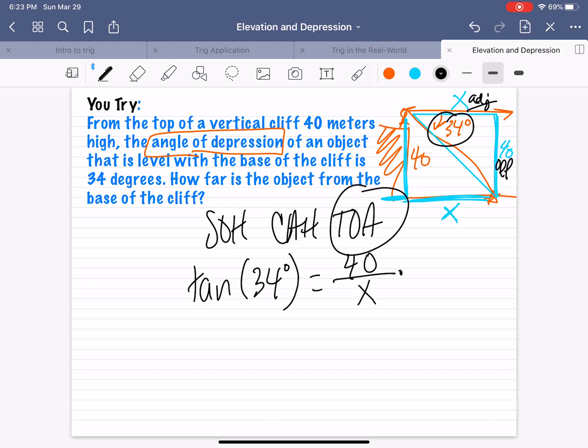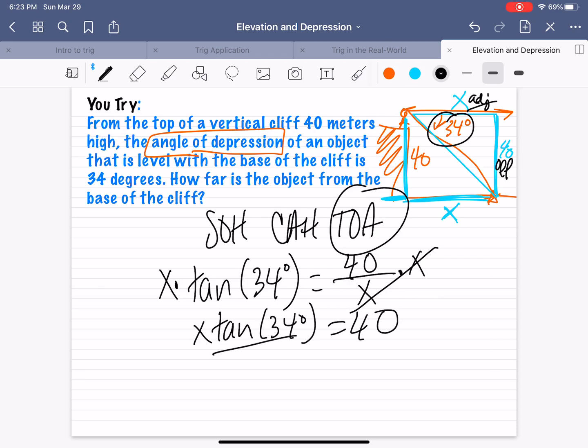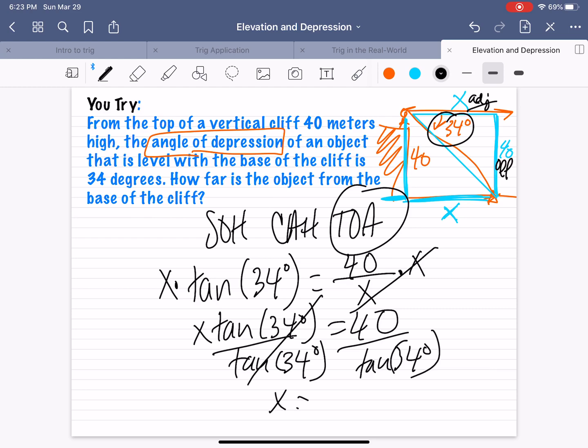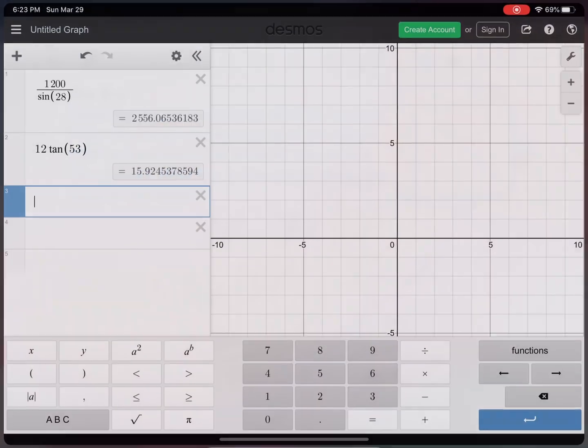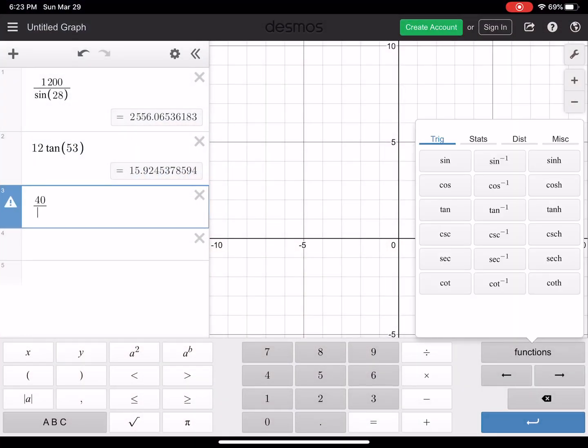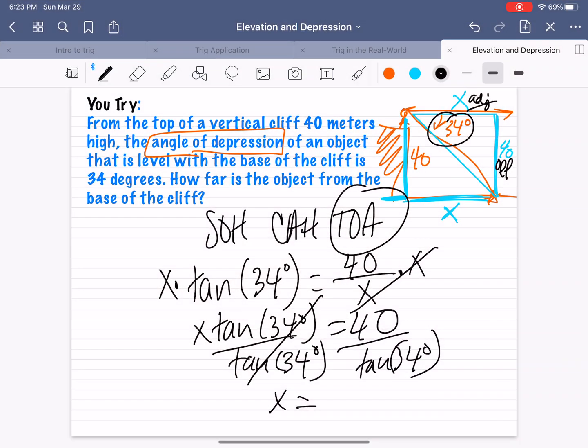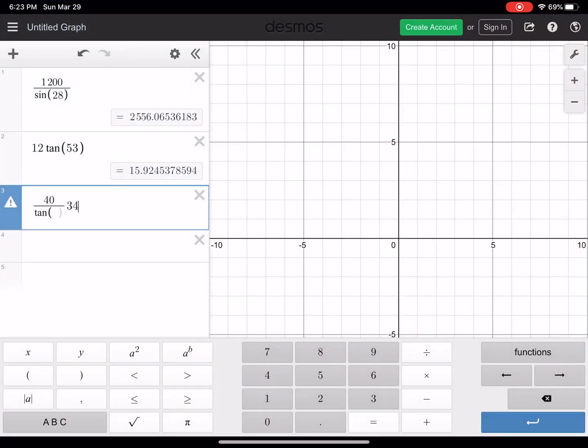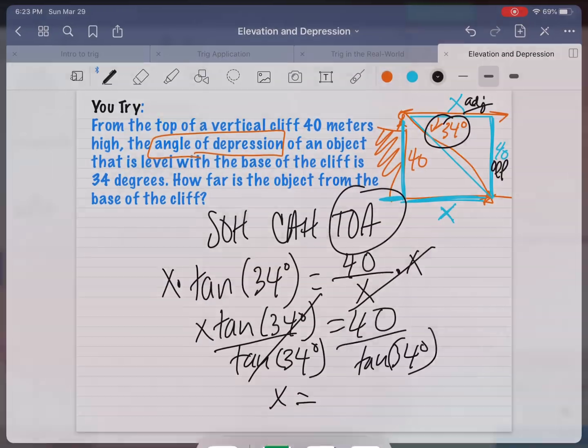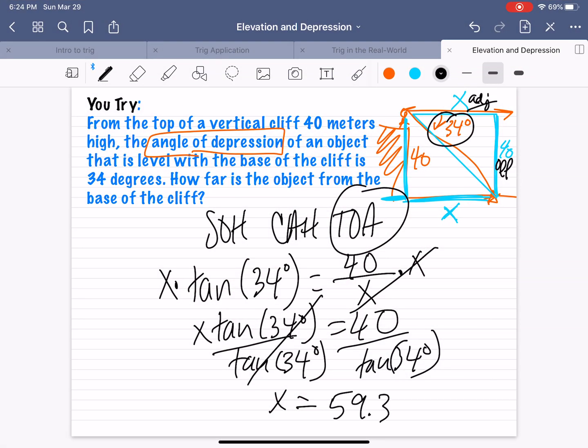Solve for x, and we will be done. Multiply both sides by x. X times tangent of 34 degrees is equal to 40. To solve for x, divide both sides by tangent of 34. Go straight to Desmos, so 40 divided by tangent of 34. So our answer is 59.3. So that right there is the distance from the object to the base of the cliff.